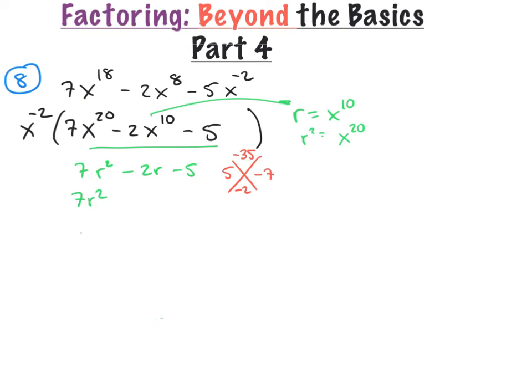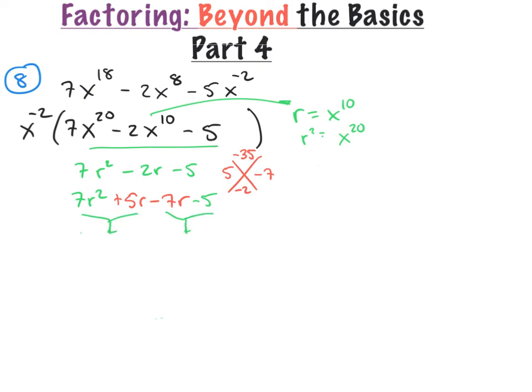So this is 7r squared plus 5r minus 7r minus 5. And remember, it doesn't matter what order I write those red numbers in, just as long as they're both there. So now I have a grouping problem.